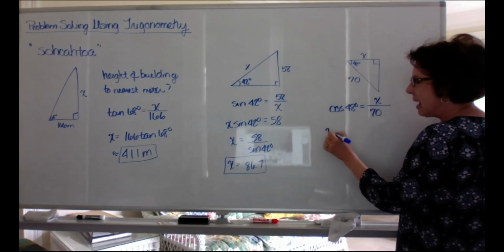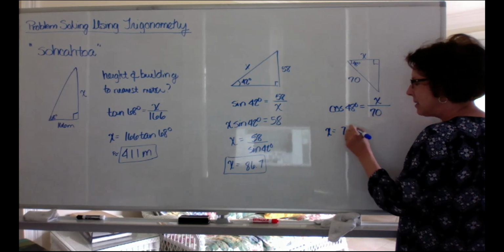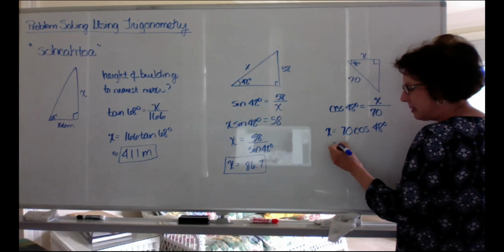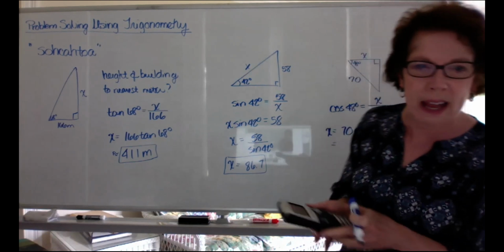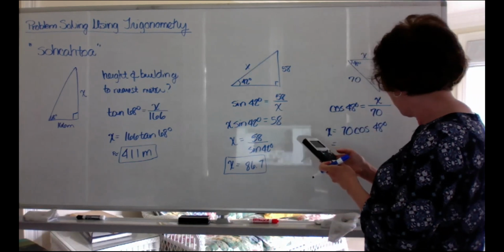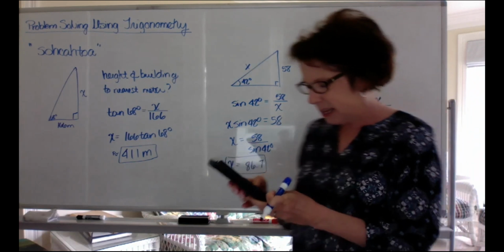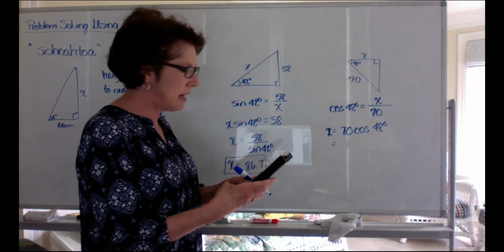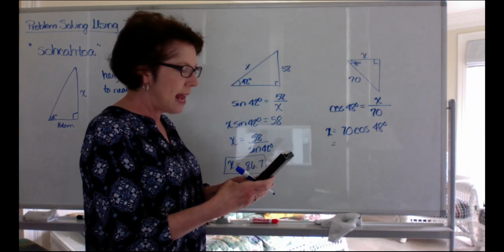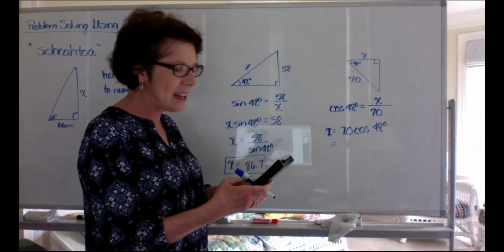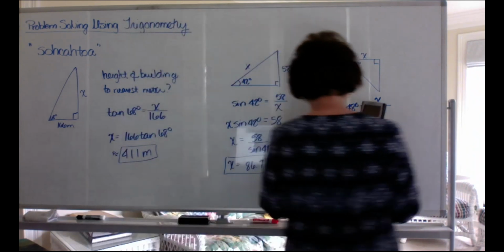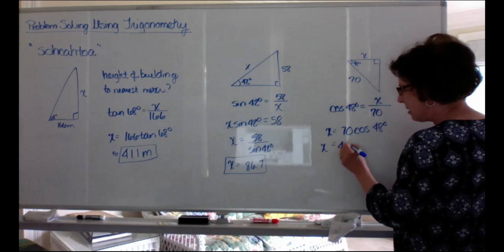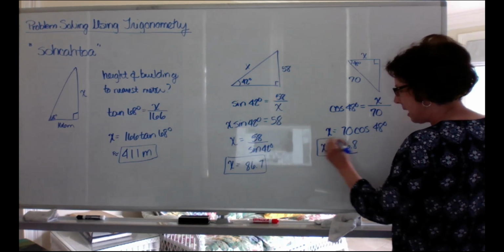So I'm going to say x is equal to, multiply both sides by 70, 70 times the cosine of 48 degrees. Let's do this one to the nearest tenth also. All righty, 70 times the cosine of 48 is 46.839. So I've got x equals 46.8. I'm going to just do 46.8 to the nearest tenth.